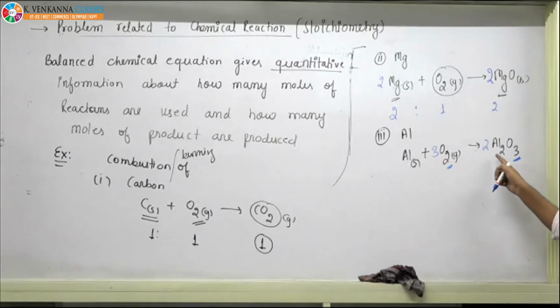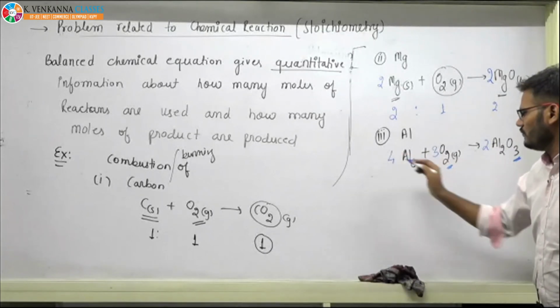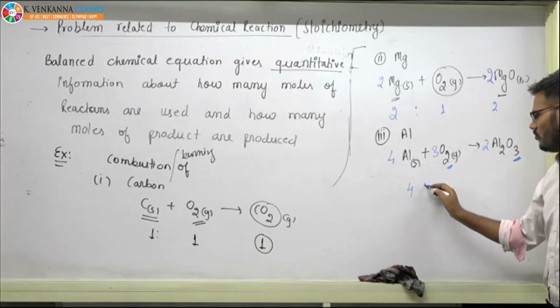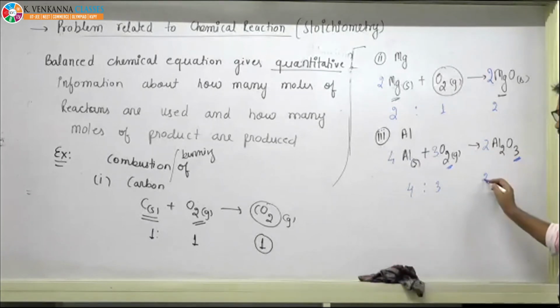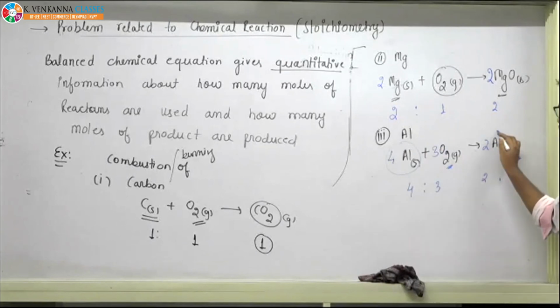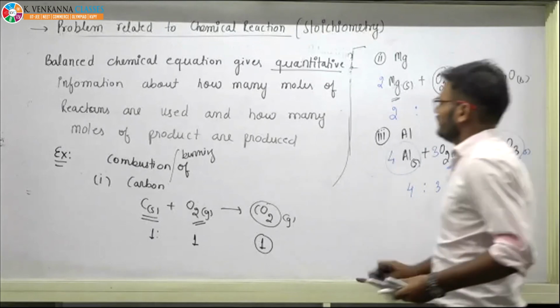So 3 and 2. So you see that you have got aluminium 4. So there are 4 aluminium. So these are reacting in 4:3:2 ratio. So if 4 moles of aluminium are burned, then 2 moles of Al2O3 will form. It's very simple, right? You want me to take another example?